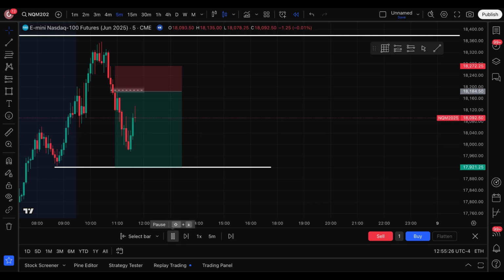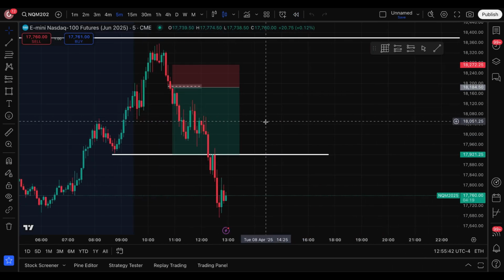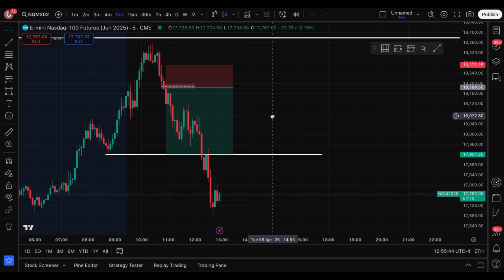So as you guys can see, boom, and the target right there just hit. So yeah, that was my trade recap for the day, guys. So I did miss out on my entry.